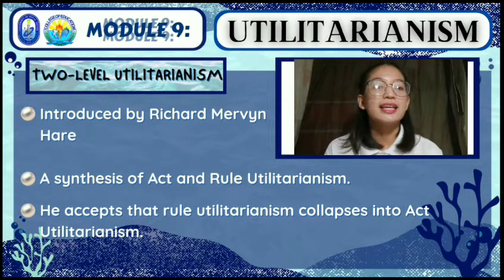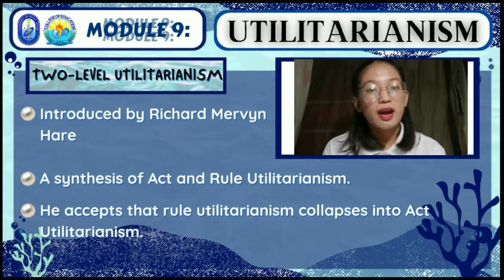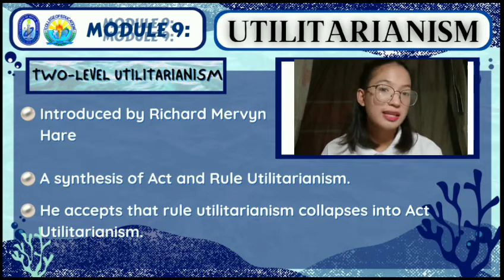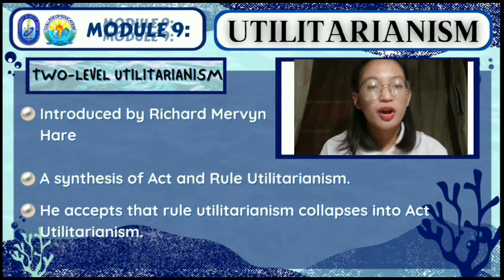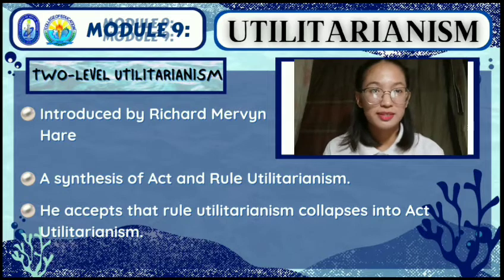Sinabi niya rin na ang isa sa pinakadahilan kung bakit inintroduce niya ang rule utilitarianism was to do justice to the general rules that people need for moral education and character development. He proposes that a difference between act utilitarianism and rule utilitarianism can be introduced by limiting the specificity of the rules, for example by increasing their generality. So it is quite simple to understand it as a synthesis or combining factor of both act and rule utilitarianism.